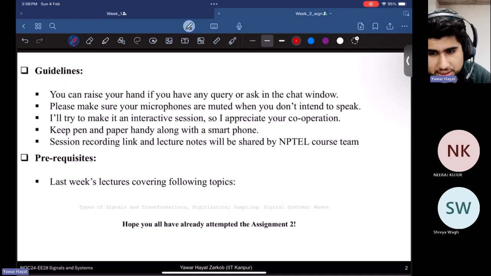Prerequisites include last week's lectures that covered the following topics: types of signals and transformations, digitization, sampling, digital systems, waves. I'm sure you would have gone through these week lectures, and I'm also quite hopeful that you would have already attempted the assignment too.